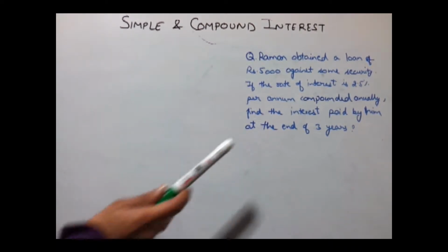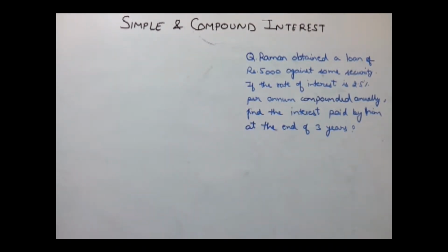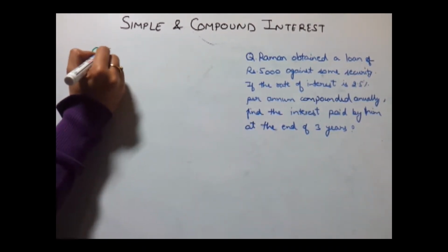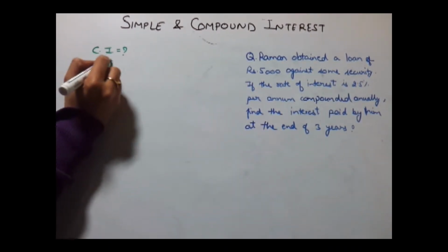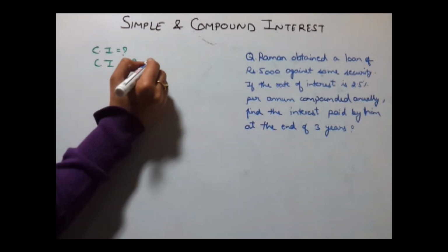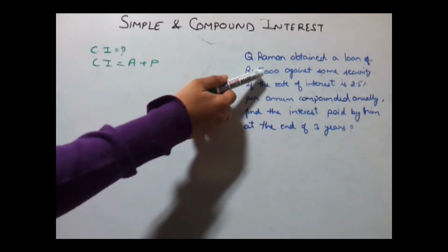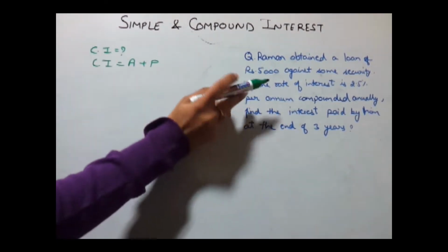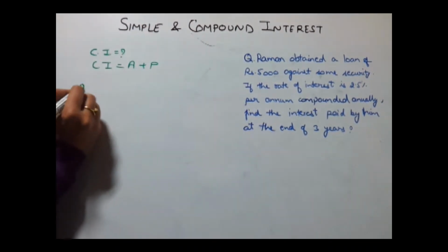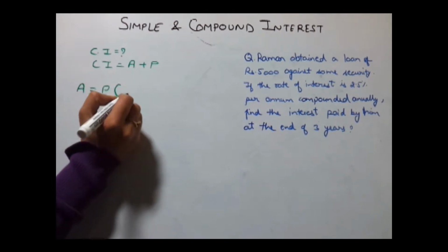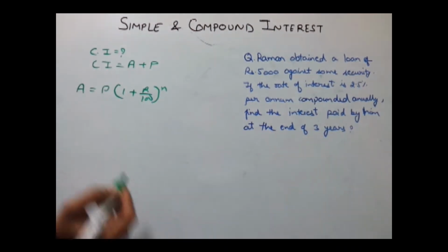Now, because the interest is compounded annually and we need to find the interest, that is, we need to find the compound interest. The formula to calculate compound interest is amount minus principal. But we are given only the principal amount, that is 5,000, because on this amount the loan was obtained, so this is our principal amount. And to calculate the amount, the formula is P into (1 plus R divided by 100) to the power n.